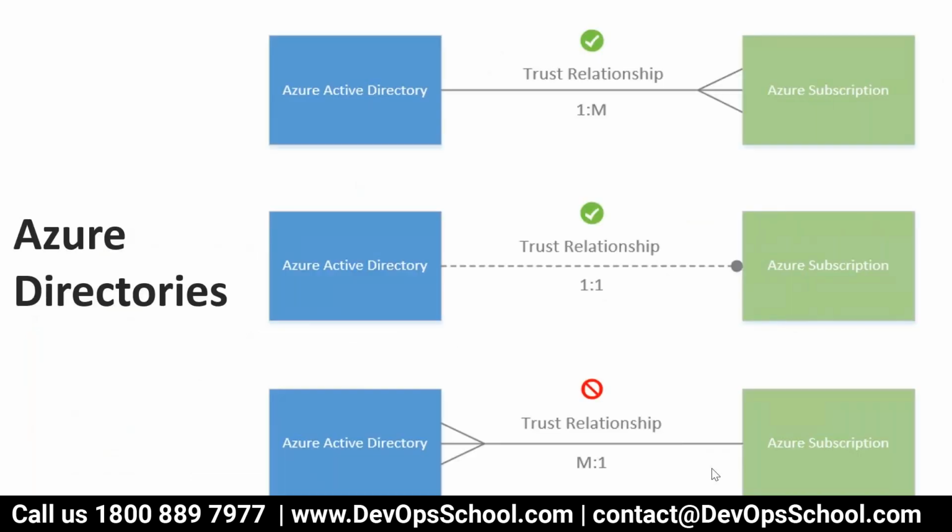Look at this. This relationship, this image you have to keep in mind. So there's an AD and subscription. One to many, that means one AD, you have multiple subscriptions. That is correct. Here you have one AD, one subscription. That is also correct. But here you cannot have multiple ADs to one subscription. That is not correct. So keep this image in mind. It will help you to understand.